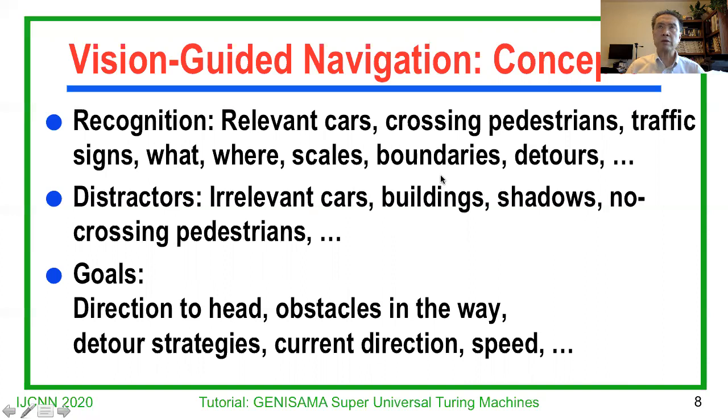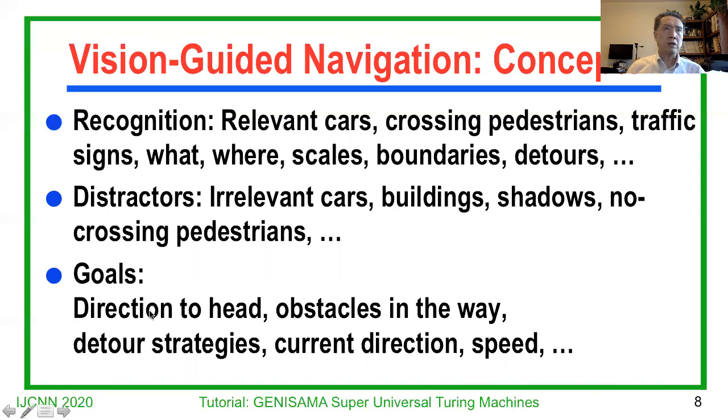You may have a boundary of the road. The boundary may not be very clear, right? And you may have detours. So regular navigation may not be appropriate if you see a detour sign. And you may have distractors, like cars that will not collide with you, will not be in the way. You may have buildings, shadows, and pedestrians that are not going to cross your driveway.